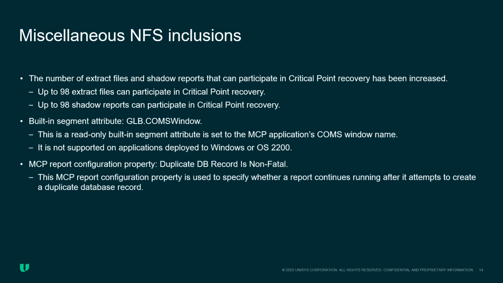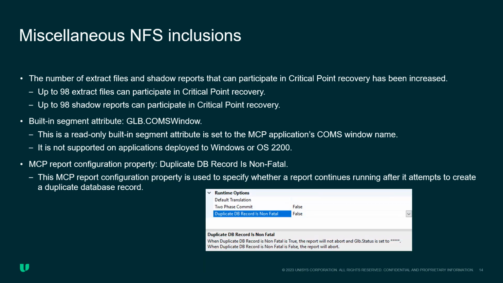A new MCP report configuration property called duplicate DB record is non-fatal has been introduced to allow you to specify whether a report continues running after it attempts to create a duplicate database record. If the property duplicate DB record is non-fatal is set to true, a report will assign glb.fail to glb.status when it attempts to create a duplicate database record, then it will continue. However, if the property is set to false, a report will abort when it attempts to create a duplicate database record. False is the default setting.